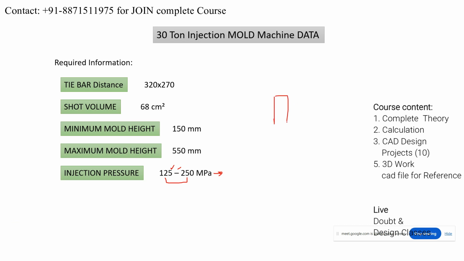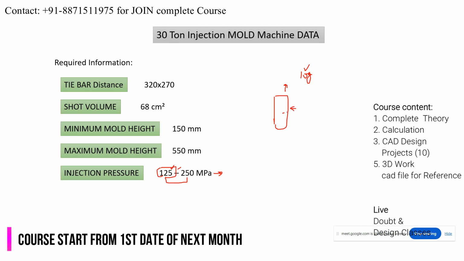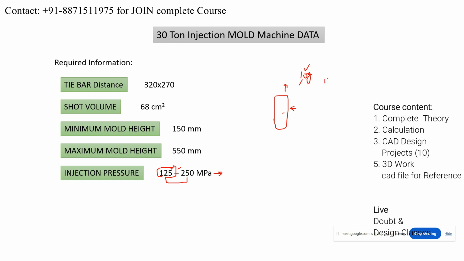For example, if you have a component of about 10 gram only, it is not required that it will be 125 megapascal for filling this component. Maybe for the 10 gram component, we require only 15 to 20 megapascal. This is the maximum. Is it clear?